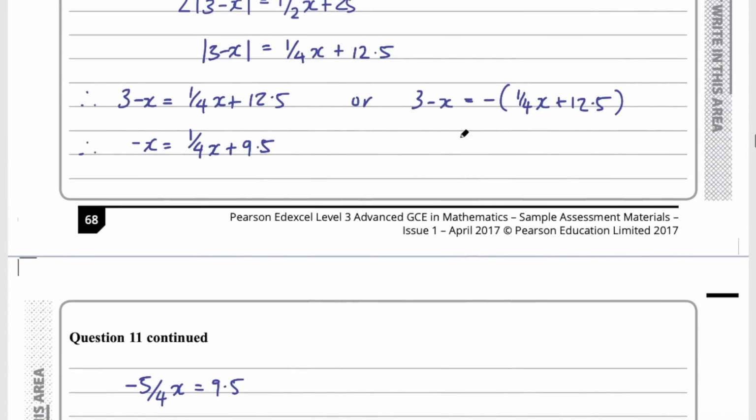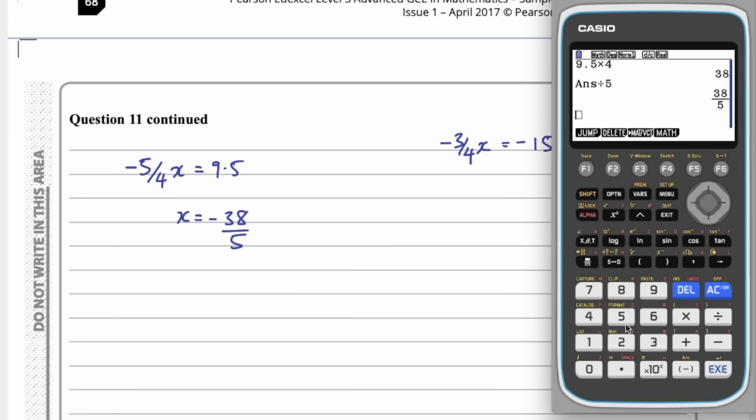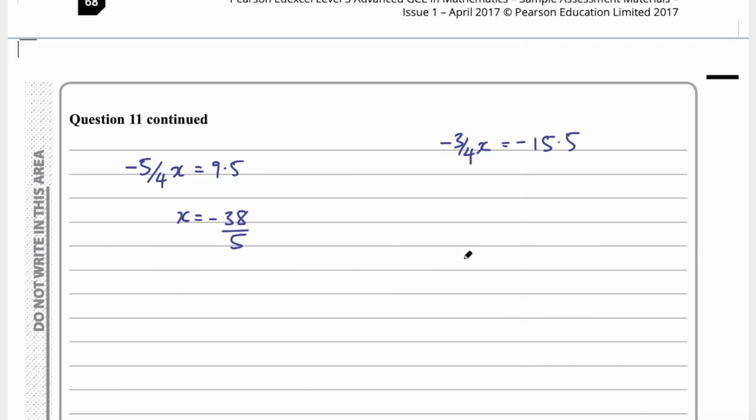The other scenario, let's deal with that one now. So negative x equals negative a quarter x, negative 12.5, subtract 3. And so let's add that quarter to the other side. So -1 plus a quarter, that'll be -3/4 x equal to minus 15.5 on the right hand side now. And now we need to multiply that one by 4, divide by 3, and we get 62/3. So x equals positive 62/3 because we had a negative on the right and left hand side.